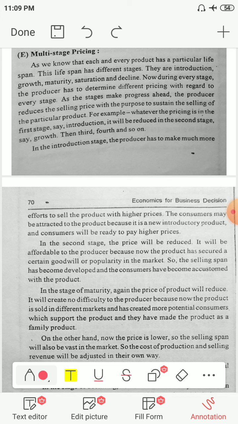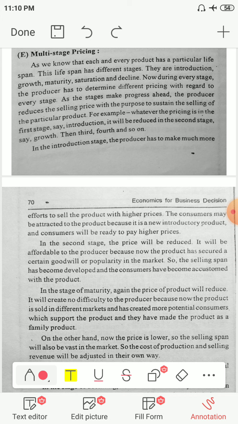Now let us see in detail. As we know, each and every product has a particular lifespan. This lifespan has different stages. They are introduction, growth, maturity, saturation, and decline. Now, during every stage, the producer has to determine different pricing with regard to every stage. As I told you earlier, as the stage changes, you have to change your pricing policies. Whatever the price you are charging in introduction phase, the same price you cannot charge in decline phase. Why? Because the circumstances are different now.